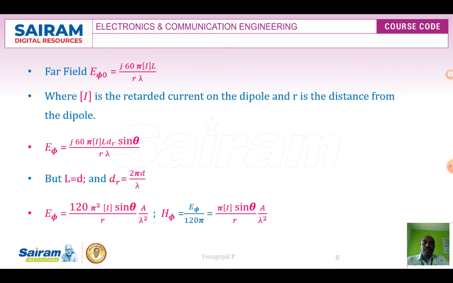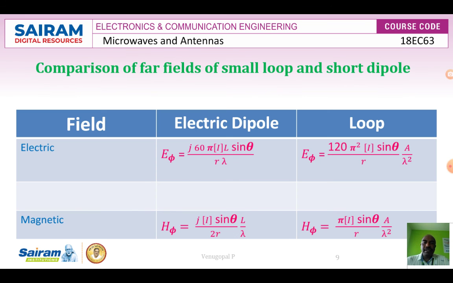So this, you are aware of the intrinsic impedance. Dear students, what is intrinsic impedance? Intrinsic impedance is the ratio of the electric field to the magnetic field. Here both the electric and magnetic fields are in the direction of φ. Then using that intrinsic impedance, we can write H_φ in terms of E_φ as H_φ is equal to E_φ divided by 120π. 120π is nothing but intrinsic impedance. Therefore, H_φ becomes π into I of sin θ by r into (a by λ)². So these are the electric and magnetic fields at the far fields.